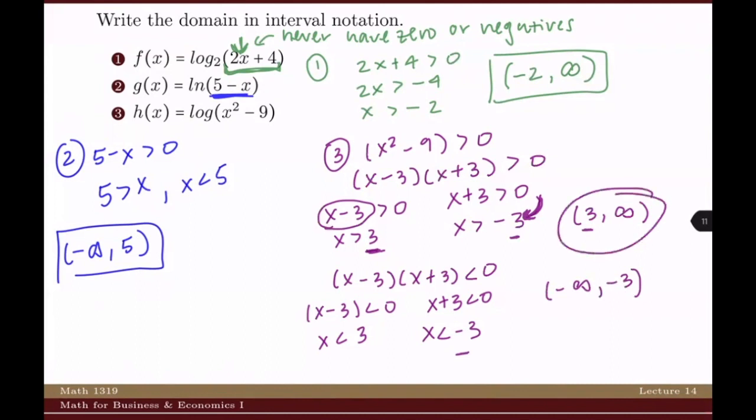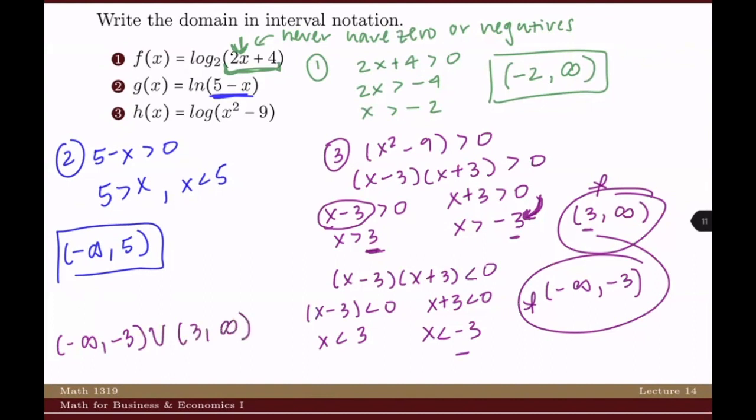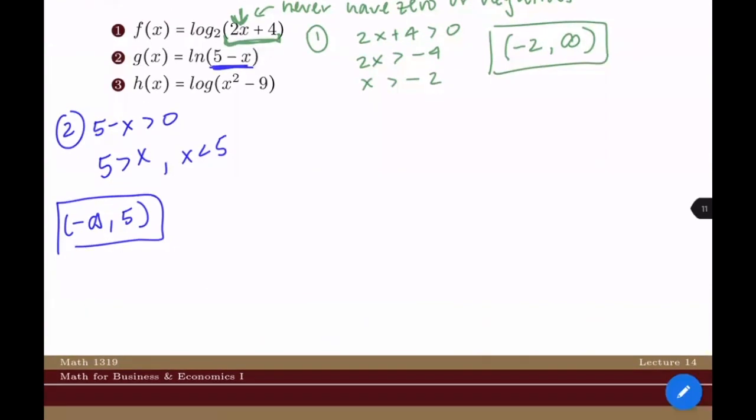Now we're allowed to choose from either of our intervals because either way, we're going to have a negative times a negative in this case, which gives us a positive. And in this one, we'll have a positive times a positive, which is a positive. So that means our answer for the domain is actually going to be -infinity to -3 union 3 to infinity. All right, let's move on.